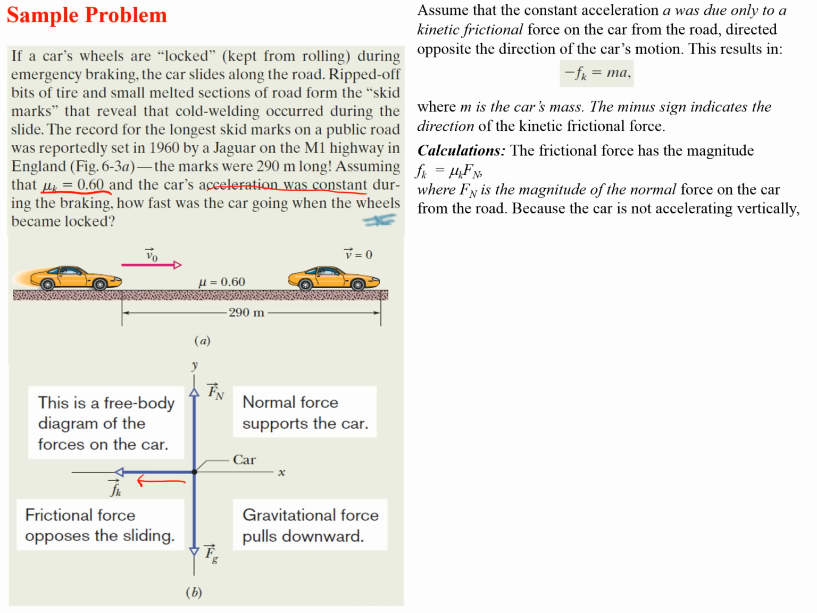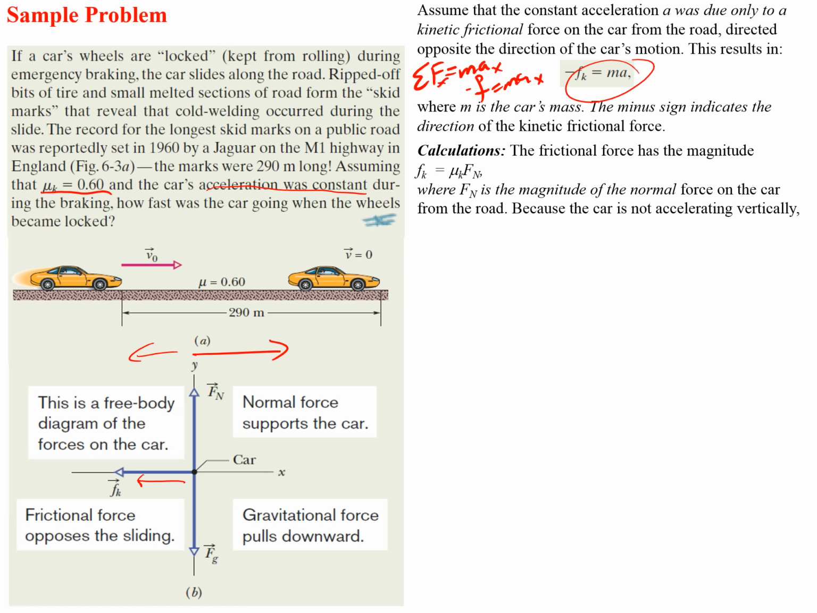Assume that the constant acceleration, a, was due only to a kinetic frictional force on the car from the road directed opposite the direction of motion. If the car is moving in this direction, the frictional force is always going to be opposite the motion. Taking our equation for force, the summation of forces is equal to ma, and adding all the forces in the x direction only, the only force acting is the frictional force. So this is just minus F equals m a x, where m is the car's mass. The minus sign indicates the direction of the kinetic frictional force. We generally say to the left is negative, so since the frictional force is going to the left, we call that negative.